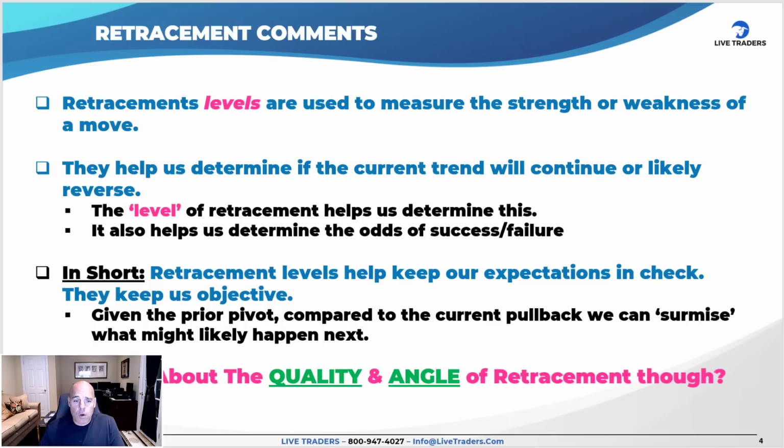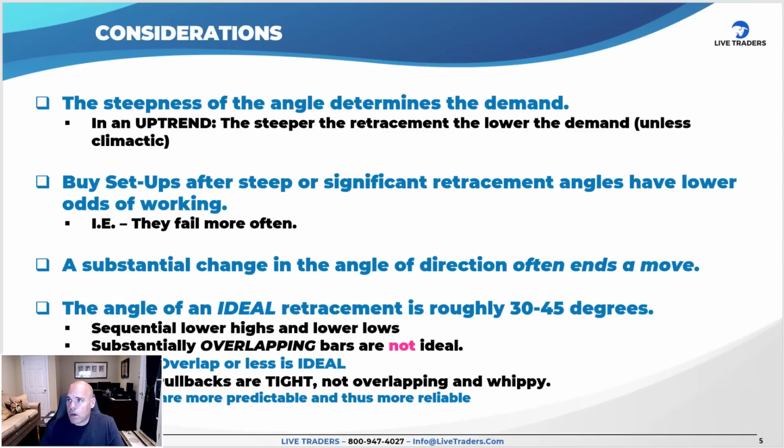All right? So now, we'll talk about the quality and the angle of retracement. So we just talked about the level and depth. Now let's talk about the quality of the angle of retracements. So, the steepness of the angle determines the demand. Think about what I said. Read it again. The steepness, excuse me, of the angle determines the demand. In an uptrend, the steeper the retracement, the lower the demand, unless it's climactic.